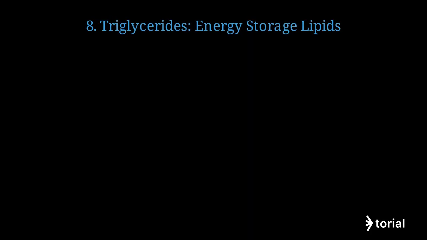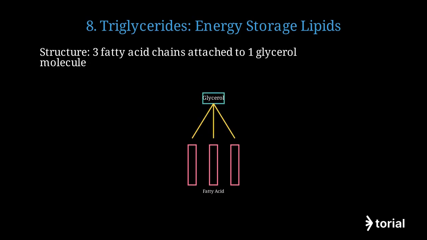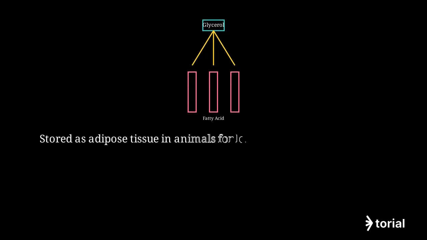Triglycerides are the main form of stored energy in animals. Triglycerides consist of 3 fatty acid chains, bonded to a single glycerol backbone through condensation reactions. A triglyceride molecule has a glycerol head with 3 long fatty acid tails, perfect for compact energy storage. Triglycerides are stored as adipose tissue, providing animals with long-term energy reserves and insulation.